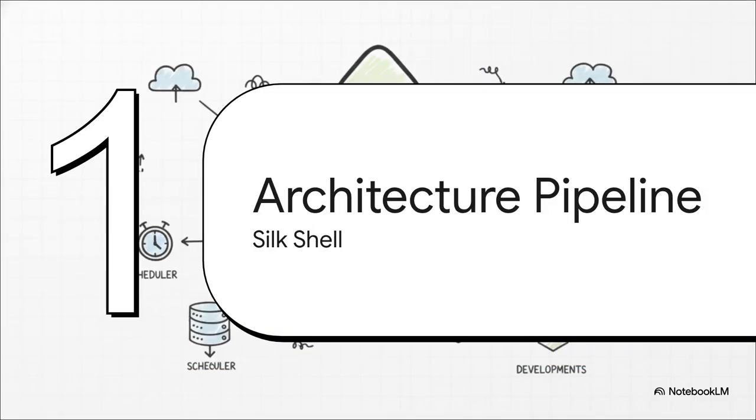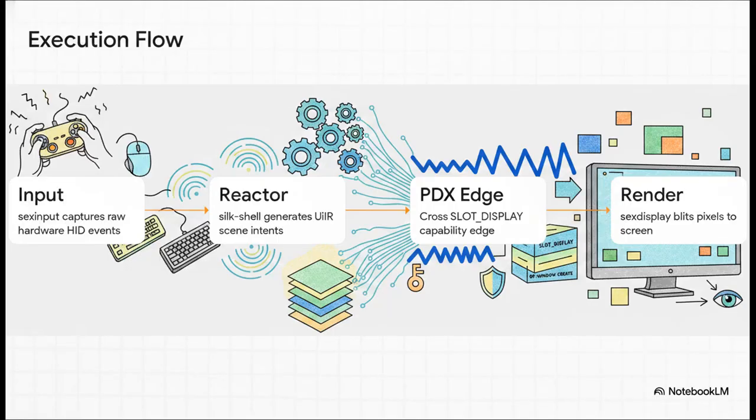All right, Section 1, the Silk Shell architecture pipeline. Okay, let's walk through the exact proven execution flow from hardware input to visual output. This is explicitly laid out in our Phase 29C architecture pivot document. Think of it as a river.